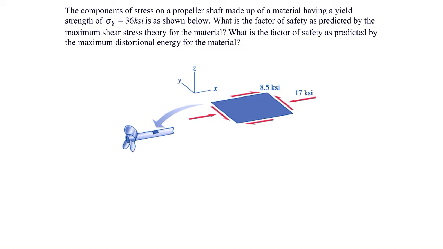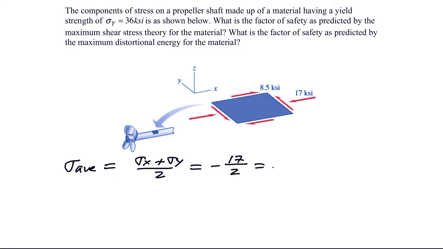In order to do this, of course, we need to start out by calculating our principal stresses. These are based on sigma average and R. Sigma average is the average of sigma x and sigma y. There is a zero value for sigma y. There's minus 17 KSI for sigma x. So this is going to be minus 8.5 KSI for sigma average.